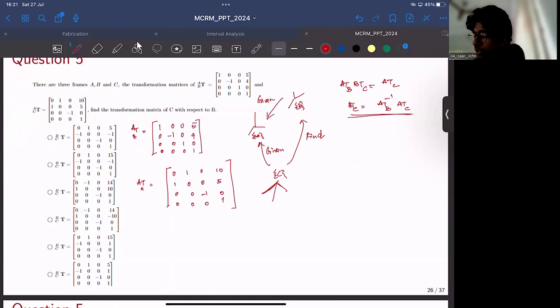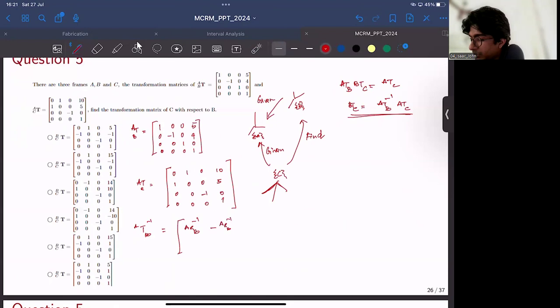So either you can, if you have the computational tool, take the inverse of ATB and multiply it with ATC, or if you can recall the formula, ATB inverse is nothing but ARB inverse, minus ARB inverse times the position vector of ATB, then the final row would be 0, 0, 0, 1.